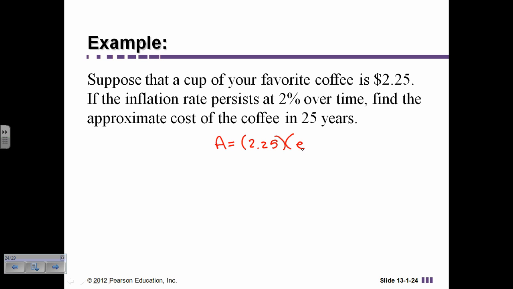E is that 2.71828 raised to the 0.02 times 25. Now again, on your calculator, you're going to have to do 0.02 times 25 first and get a value for that. Then you're going to take 2.71828 and you're going to raise it to that 0.50 power.